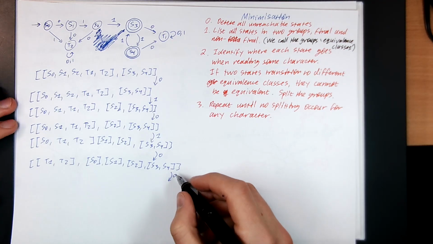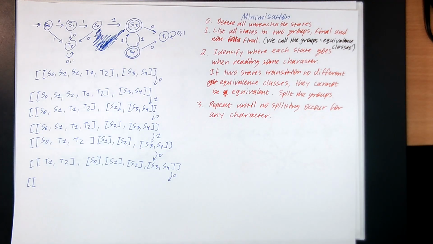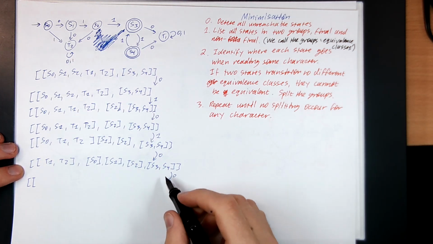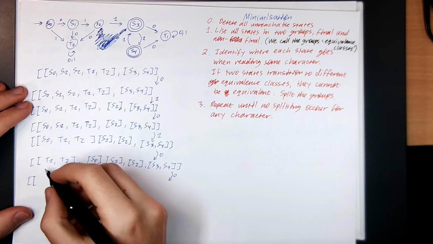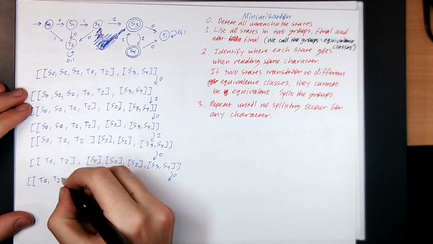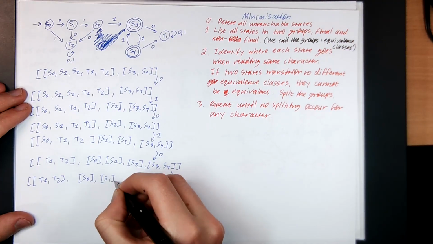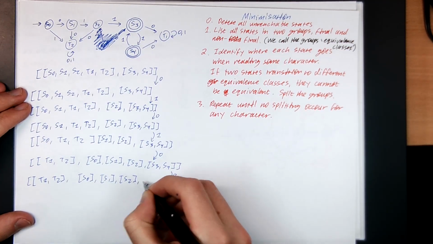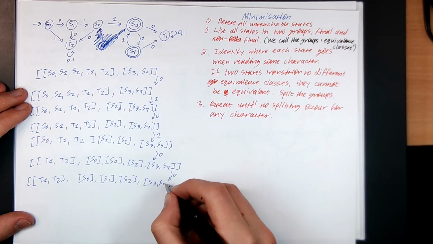So we try split on 0. You have to do a split on a character, as you have to be at some point where doing any split on any character makes no difference, and only then can you terminate. So it is a bit laborious and lengthy, but it always works. T1 and T2 go to themselves, so no change there. Singletons, no change there. And S3 and S4, we already know they both go to the same place, so no change there.